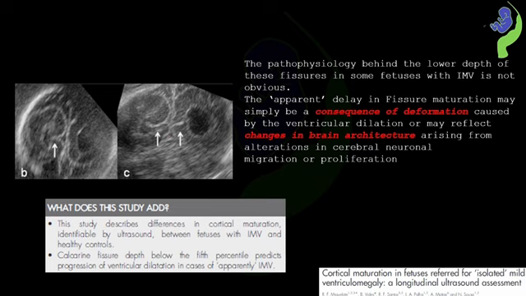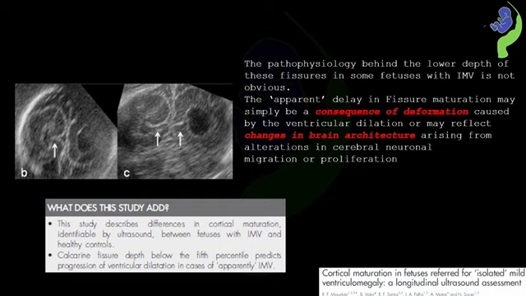Now, what is the pathophysiology behind this asymmetric sulcal development? It may be a consequence of deformation caused by the ventricular dilatation, or it may reflect changes in the brain architecture arising from alteration in cerebral neuronal migration or proliferation. The reason why this does not occur consistently in all cases with unilateral ventriculomegaly is also not very well known. However, studies have shown that this asymmetry tends to resolve before the delivery.